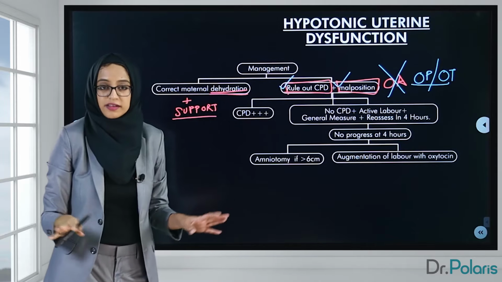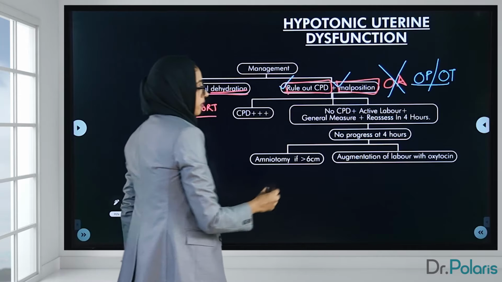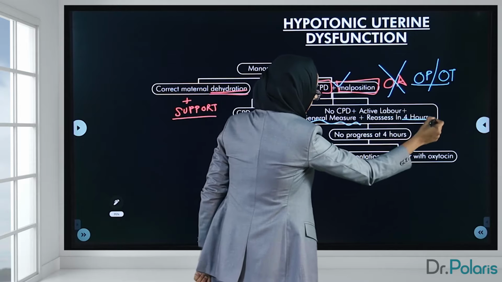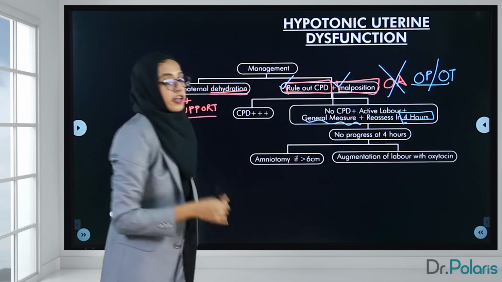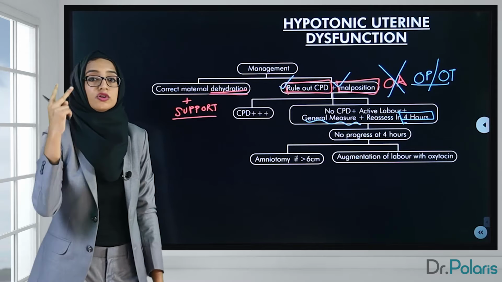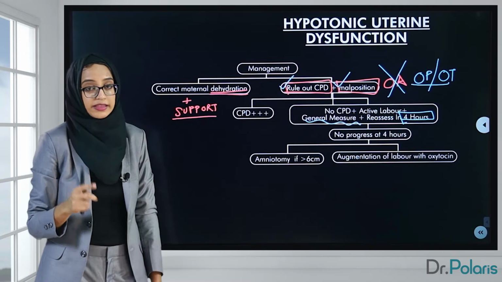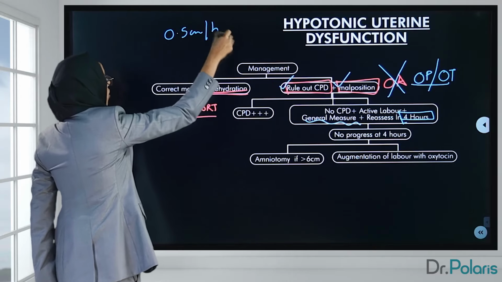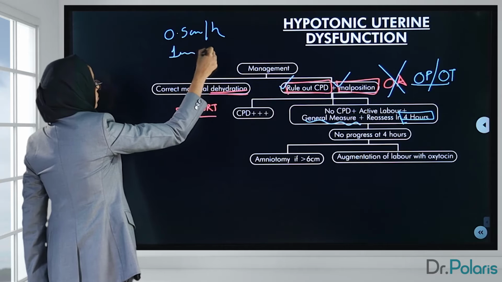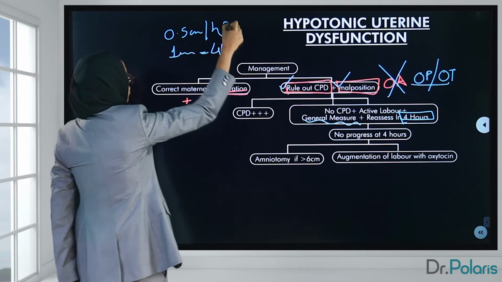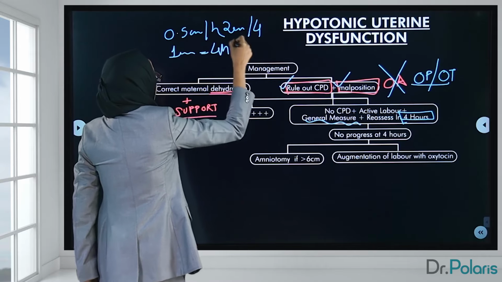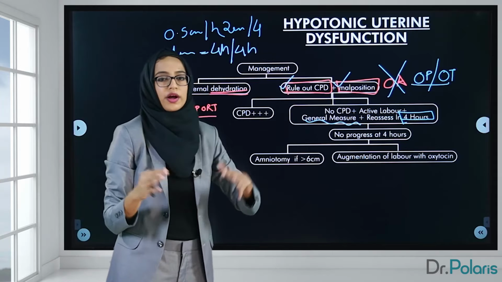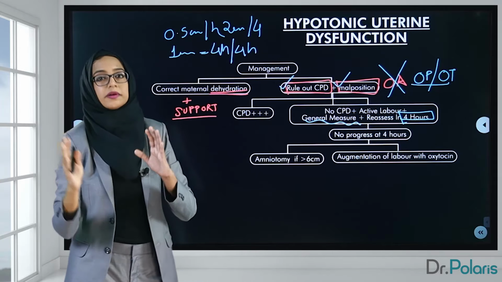Both of those factors are not there. Everything is normal. Then, in addition to your general measures, you will then reassess the woman in 4 hours. Because in 4 hours, you're expecting that she should have a minimum of 2 centimeter dilatation if she is a primi. That means at the rate of 0.5 centimeter per hour, or 1 centimeter if she is a multi, which is approximately 4 centimeters in 4 hours. So 2 centimeters in 4 hours, 4 centimeters in 4 hours for primi, multi. An average definition is just take it as 1 centimeter for everybody, so you'll remember it better.